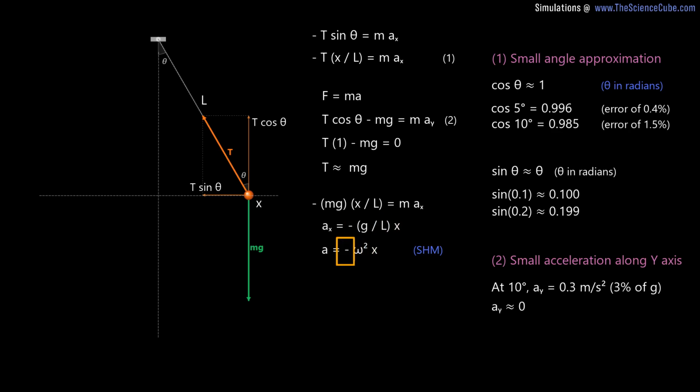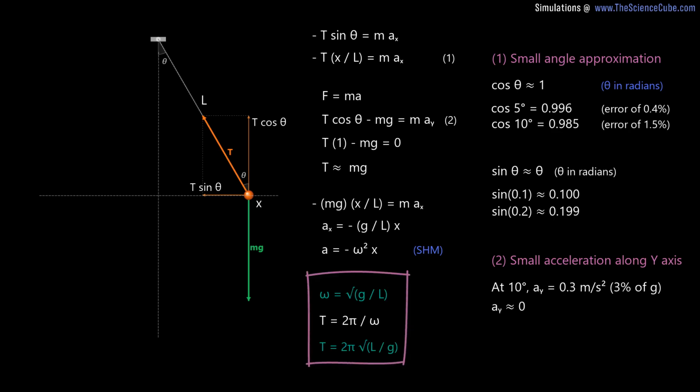And by comparing the two equations, we can see that our constant term omega squared is nothing but g upon L, and that gives us the angular frequency omega equal to root of g upon L. And finally, since period T is equal to 2 pi upon omega, T equals 2 pi root of L upon g. And notice what's missing. Well, it's the mass. And I think that is magical.